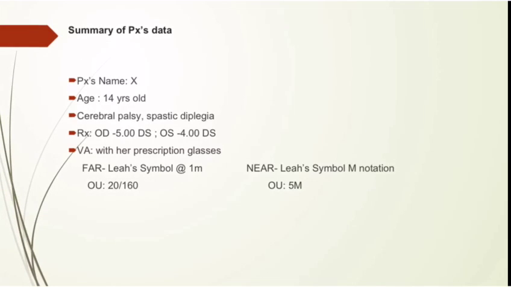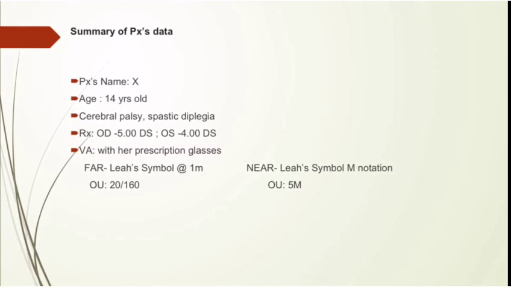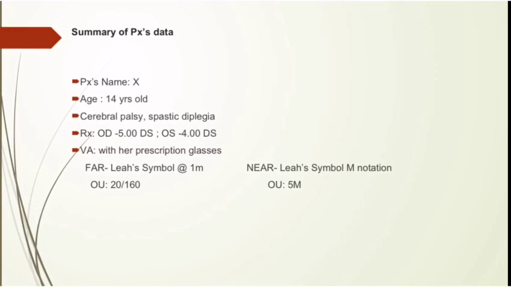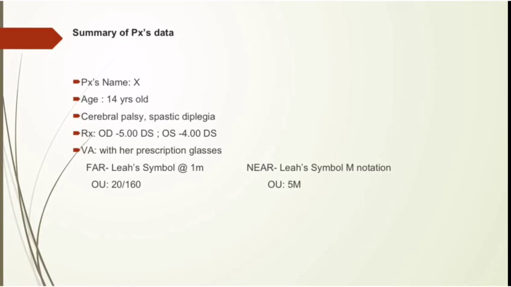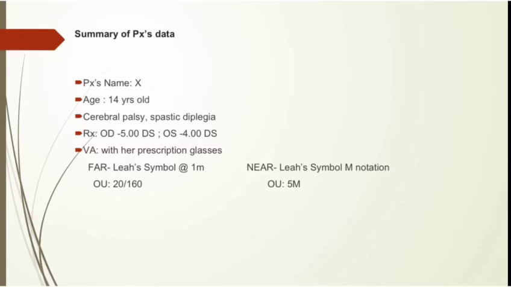For the summary of the patient data: patient name X, age 14 years old. She has cerebral palsy, which is the type of spastic diplegia. An old RX of 5 diopters at the right eye and 4 diopters at the left eye. Her VA with her prescription is 20/160 with the Lea symbols at 1 meter. And for the near, using the Lea symbols, the notation is 5M.